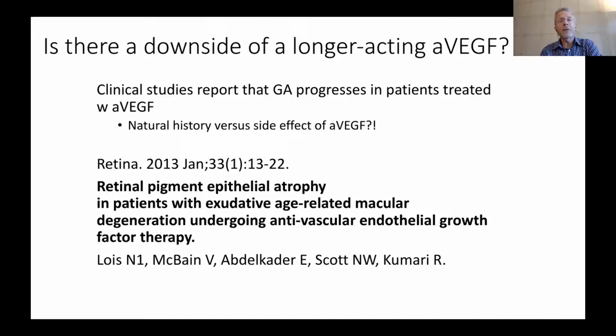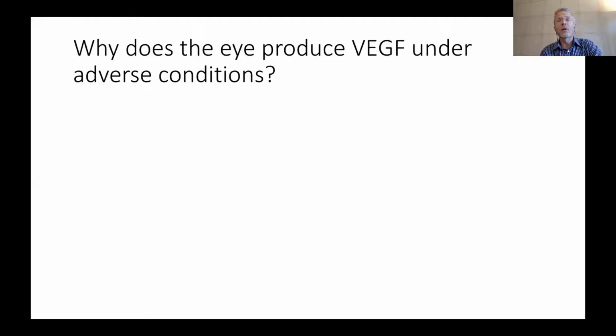But if we take a step back from everything that we've been talking about, one obvious question is, why does the eye produce VEGF under adverse conditions? And if we're going to suppress that VEGF in those adverse conditions, what are we going to counter that the eye is trying to accomplish? This is an important and as yet unanswered question that needs to be considered as we design strategies to manipulate the levels of VEGF and the responsiveness in the eye.